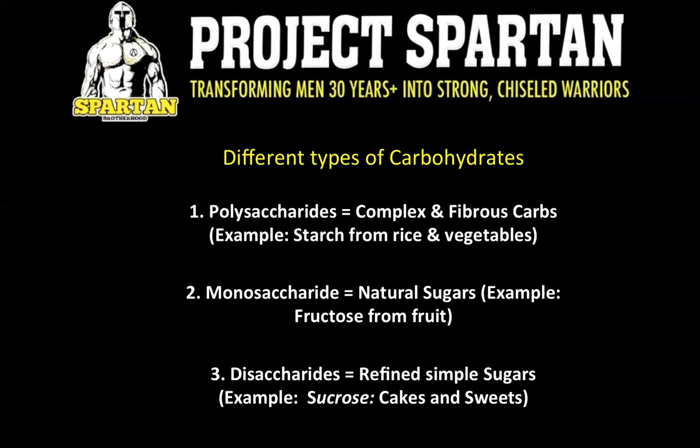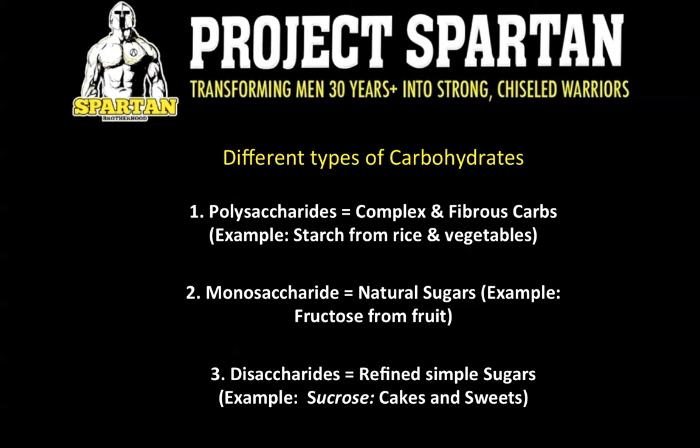So there are lots of different carbohydrates. You've got your polysaccharides, which are your complex and fibrous carbs. Examples are starch from rice and vegetables. Your monosaccharides are your natural sugars, such as fructose from fruit. Although fruit is a carbohydrate, especially if you're looking to lose body fat to begin with, it is something you can use. You just have to be careful not to overdo it, especially on dried fruit that is high in sugar.